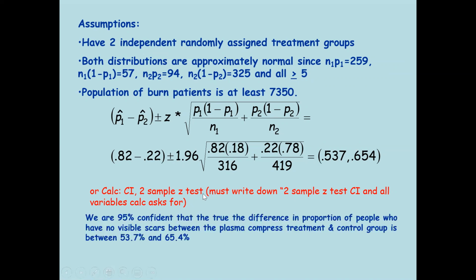Whether you use the formula or the calculator, we should get this conclusion statement: we are 95% confident that the true difference in proportion of people who have no visible scars between the plasma compress treatment and control group is between 53.7 and 65.4%.